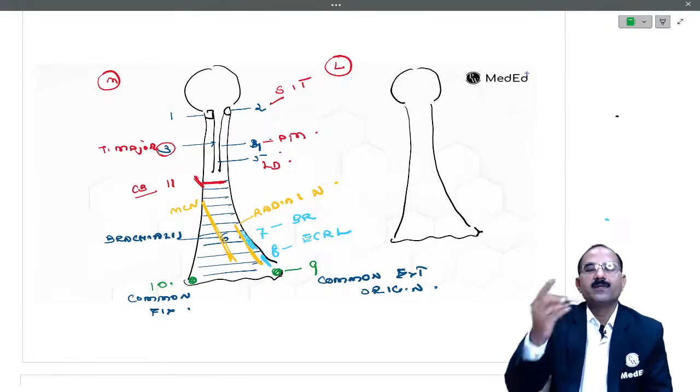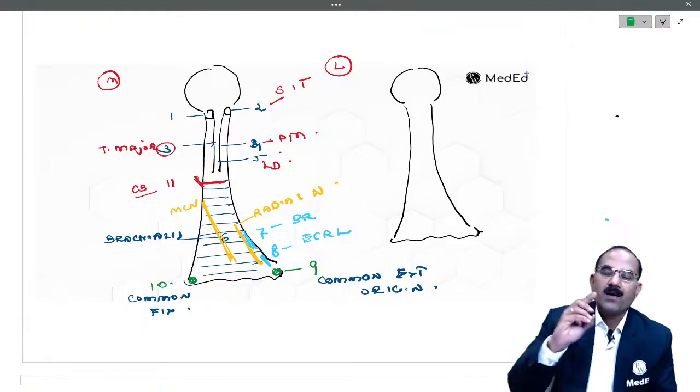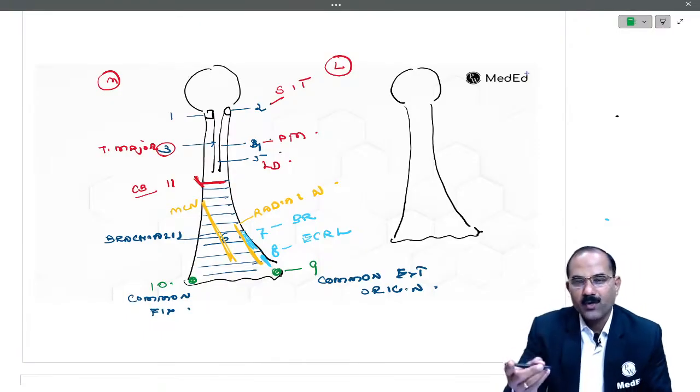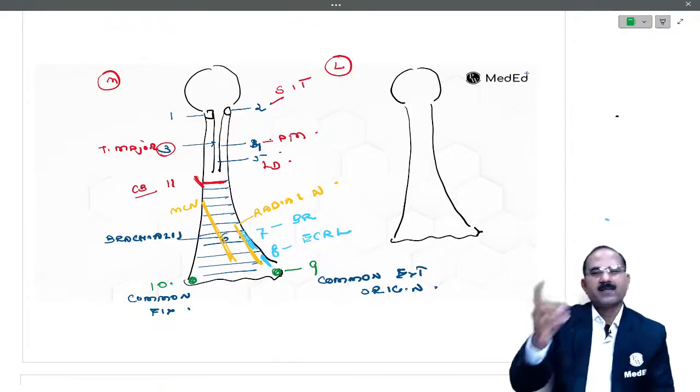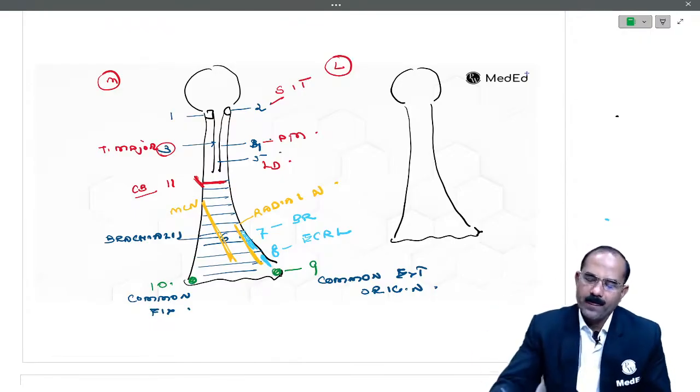The nerve behind the medial epicondyle is the ulnar nerve. The nerve which winds around the neck of the humerus is the axillary nerve. Okay.